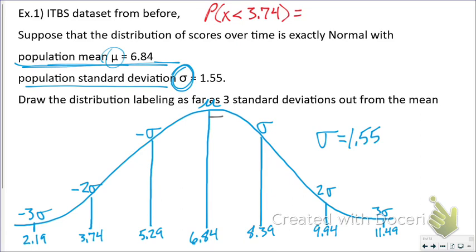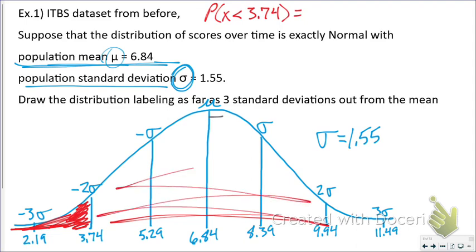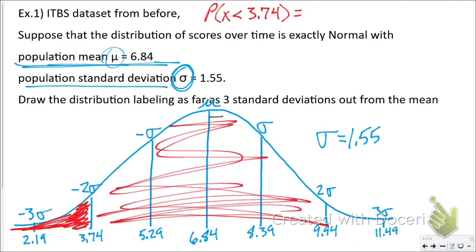And I like to shade, or at least mentally shade. You don't want to mess up your graph because this will get really busy here in a minute when we have multiple questions. But I'm looking at that space right there. So think of it as a portion. What portion of that curve has been shaded? That empirical rule tells you that this portion is 95%.